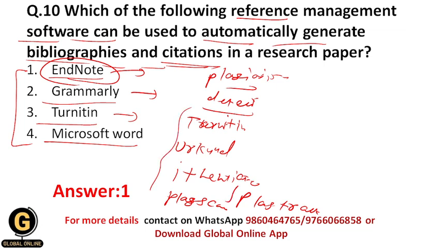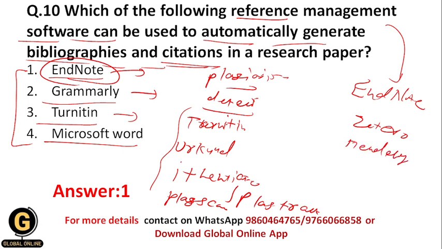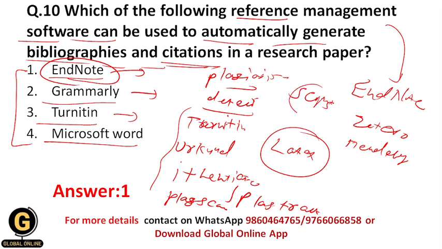Plagiarism detection softwares. And if you see reference management softwares, then the first one is what? EndNote. Another one is Zotero, right? And the next one is Mendeley. So these are the reference management softwares. And if you see research paper formatting software, there is only one that we have seen, which is LaTeX. And we have also seen Scopus, which is nothing but a database for abstracts and citations for scholarly journal articles.